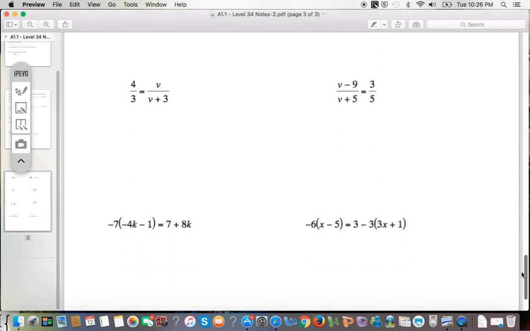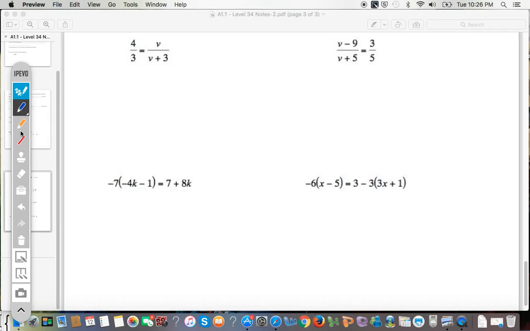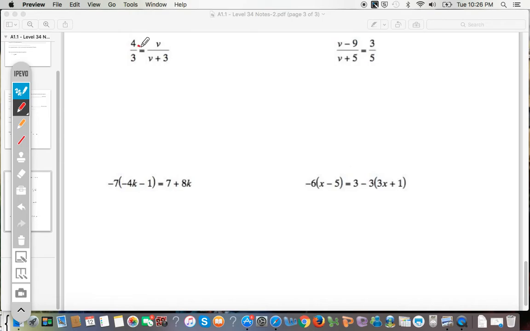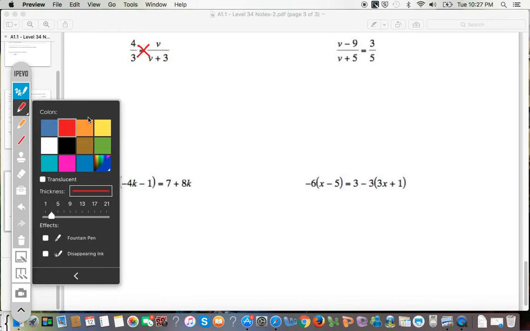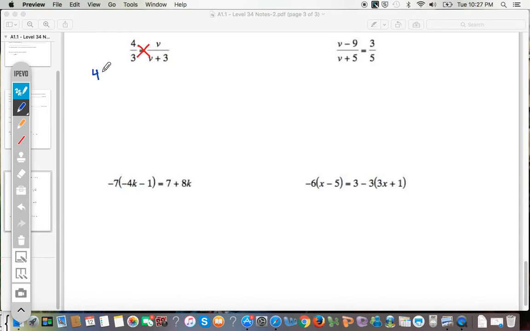Moving on. 4 more problems here. So, I'll go right up to this one. Again, nothing different here. So I have 4 times v plus 3. So I'll write that. And it's the expression v plus 3. So I'll put it in parentheses. Equals 3 times v, which is 3v.